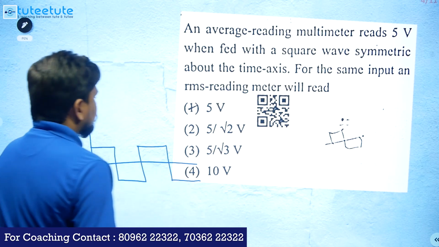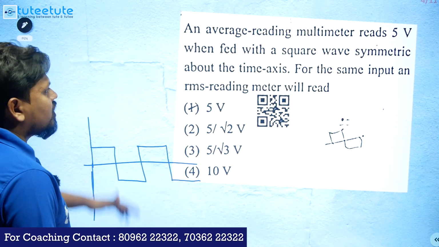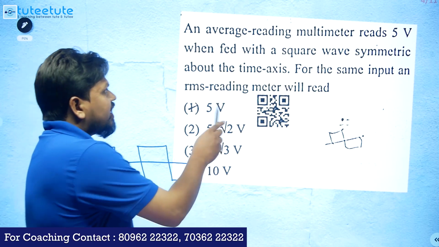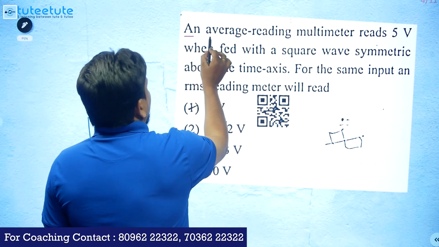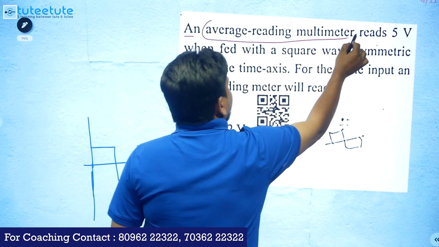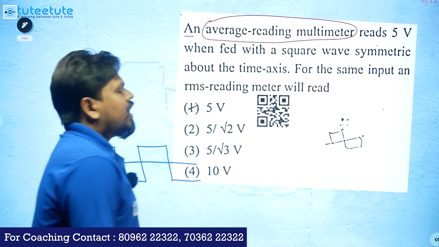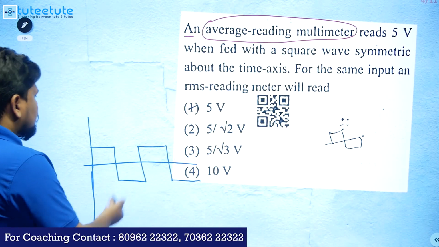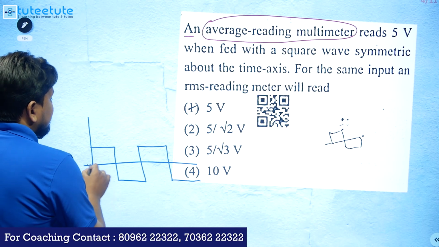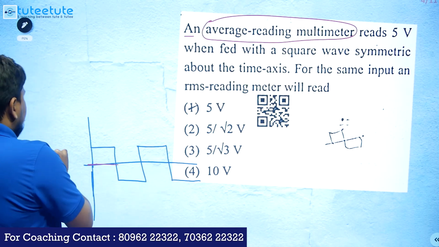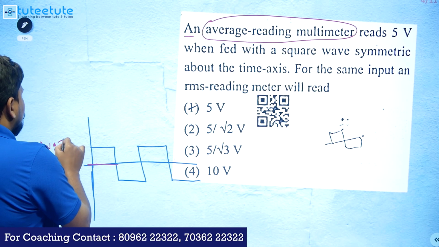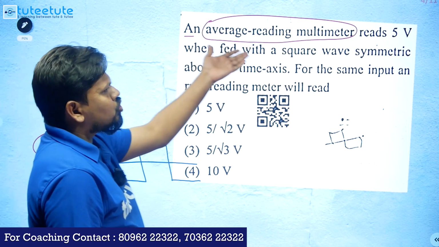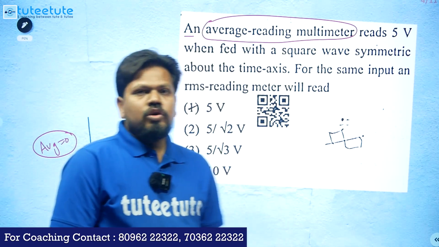So this is the square wave. We don't know what the maximum magnitude is, but the meter is reading. See what they have mentioned: the meter itself is an average reading multimeter. What is the average of this one? Since it is symmetric about the x-axis, generally the average value is 0. But why is it showing 5 volts?